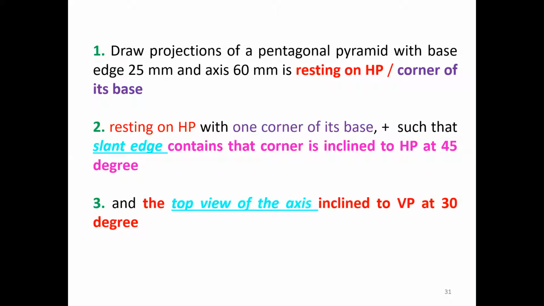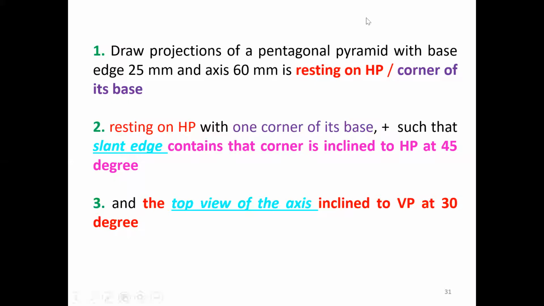In the second top view, it is clear that after creating the drawing, the axis of the pentagonal pyramid is lying parallel to the VP and inclined to HP in the front view. The parallel axis visible in the top view now tends to 30 degree with respect to the vertical plane. This is our third case. So these are the three cases that we are going to apply in this problem.